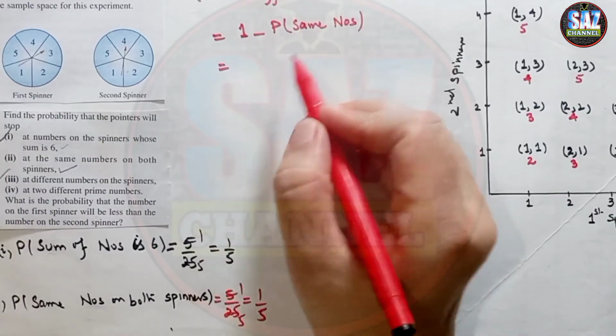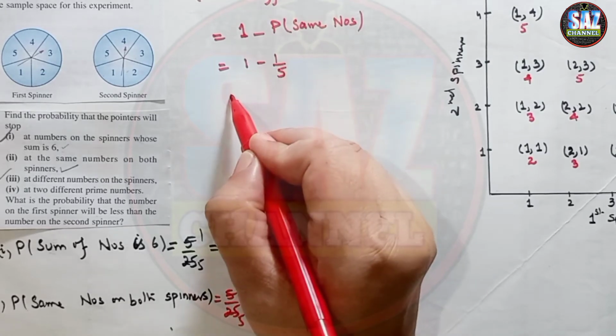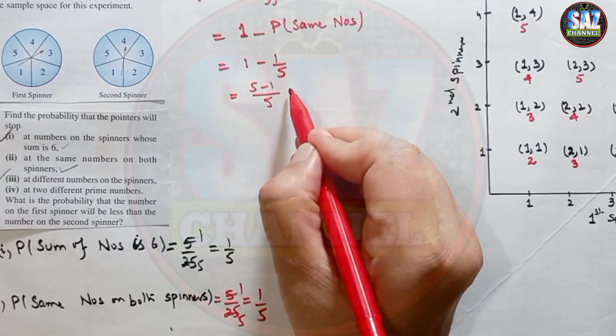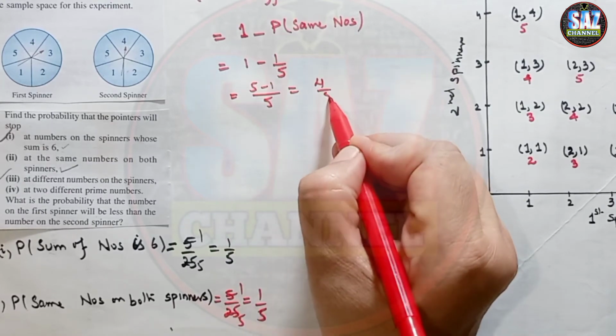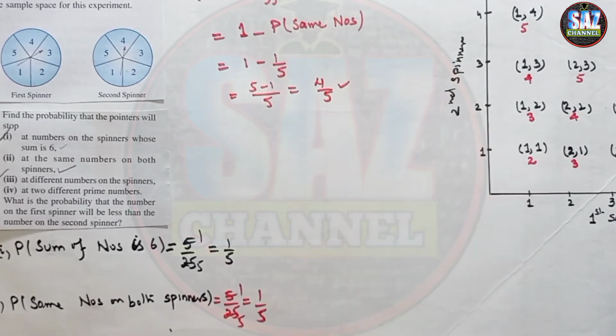and probability of same numbers is 1 by 5. So 1 minus 1 by 5. Take the LCM. This is 5 minus 1, which is equal to 4 by 5. They are the complementary events. Okay, so I hope you are clear about this part.